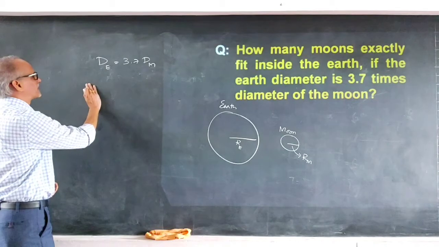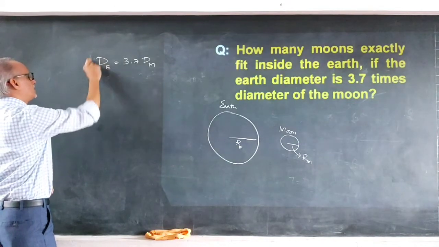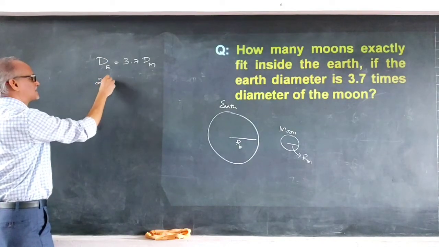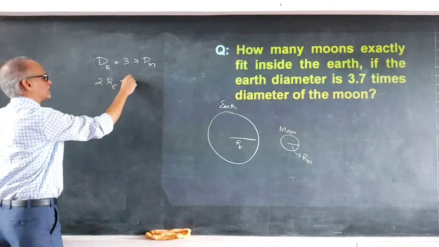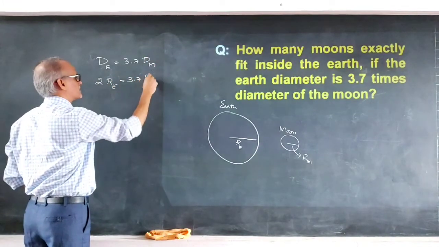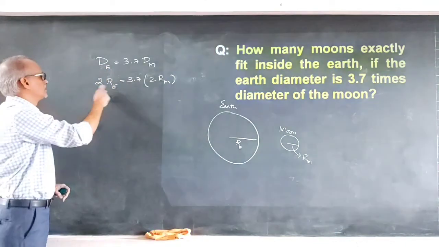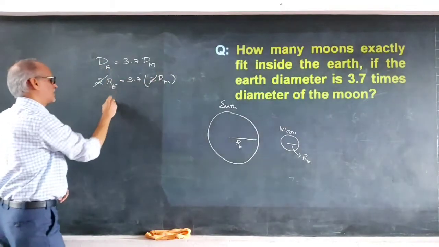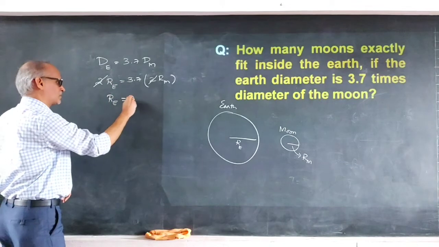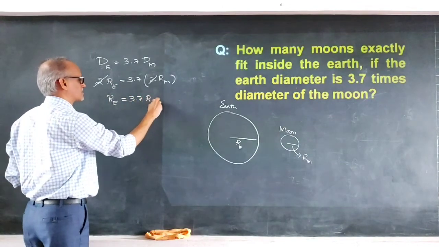Now I'll write in terms of the radius. What do you mean by diameter? Diameter is always twice the radius. 3.7, diameter is twice the radius of the moon. Correct? Now this 2 will get cancelled. Therefore, radius of the earth is also equal to 3.7 times the radius of the moon.